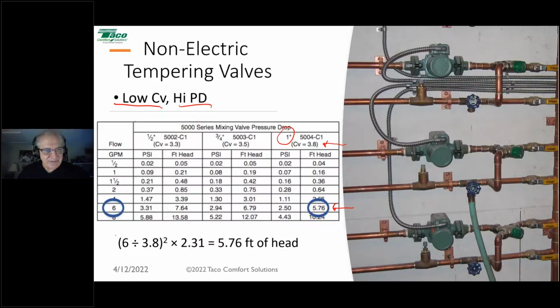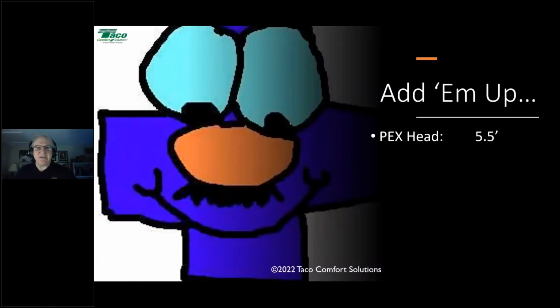6 gallons a minute, that's the flow, divided by the CV rating of 3.8, squared, times 2.31, that'll equal your 5.76 feet of head. That's where that number comes from. So I have to add that to my 9 feet of head. Okay, we add them up.